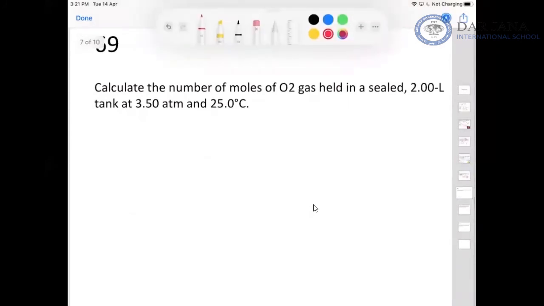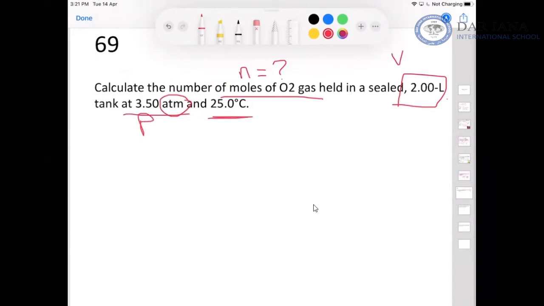Number 69. Calculate the number of moles of O2 gas. Here they wanted to find the number of moles held in a sealed container of 2 L. L is liters, right? So this is the volume, at 3.5 atmosphere. This is the unit of pressure, so this is the pressure, and 25 degrees Celsius, so this is the temperature. Now, of course, if the temperature is in Celsius, you have to convert it into Kelvin. So this one is going to be 298 Kelvin.